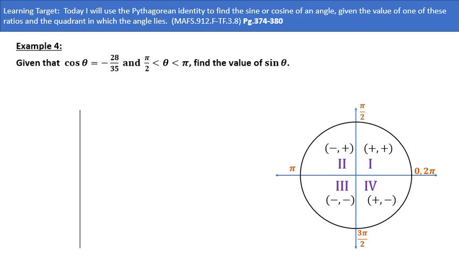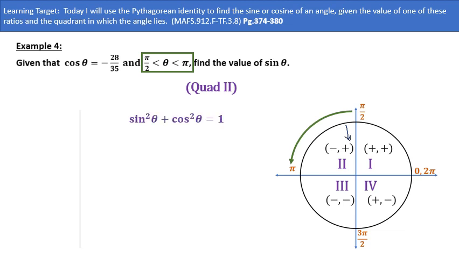All right, so here we go. There's our unit circle. We're looking for pi over 2 and pi. So we're in between pi over 2 and pi. So what quadrant are we in? We're in quadrant 2, which means what? We're looking for sine. Sine is the y. So we're looking for something that's positive.